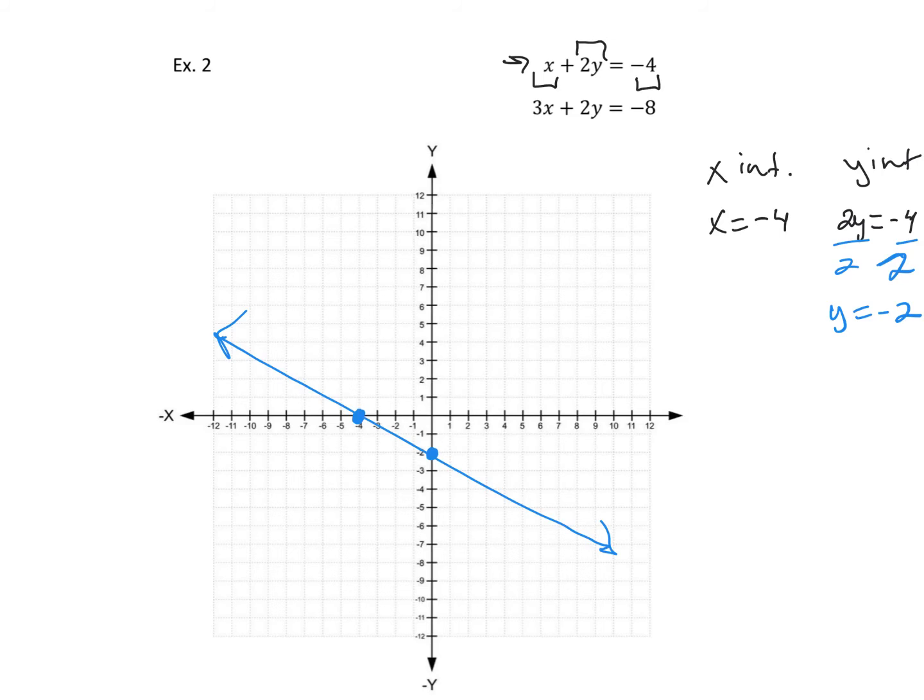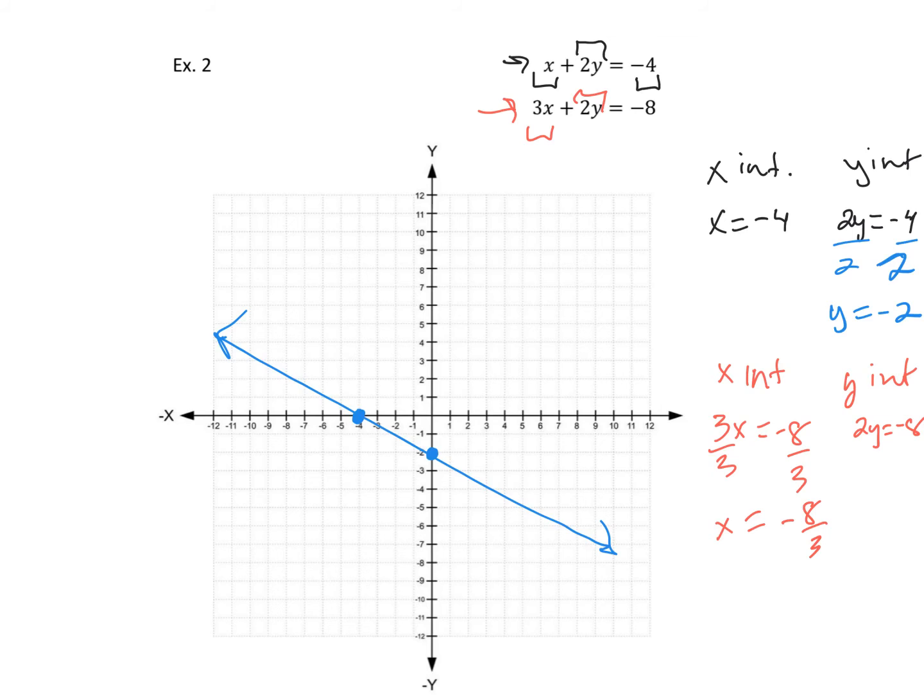And then I could try doing the same thing to find the other x and y intercepts of the second one. So 3x equals -8, and then 2y equals -8. When I divide both sides by 3, I get an x-intercept of -8/3. Ugh, that is a horrible fraction. If you get a half, you could probably get away with it, but I really can't graph in thirds.